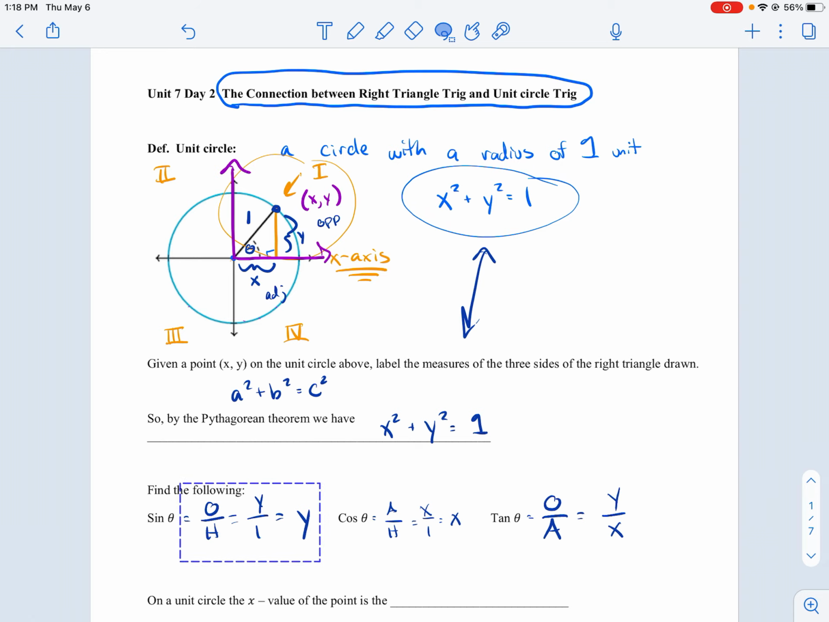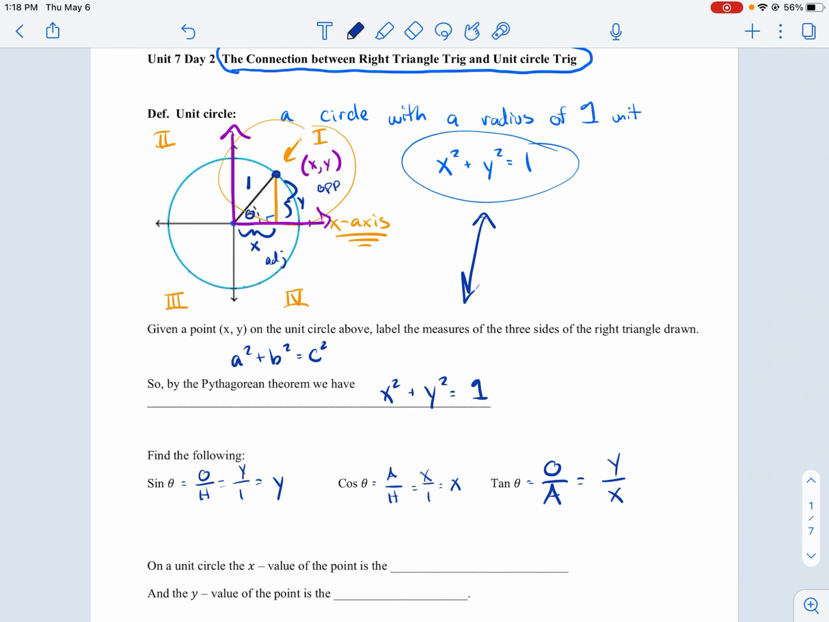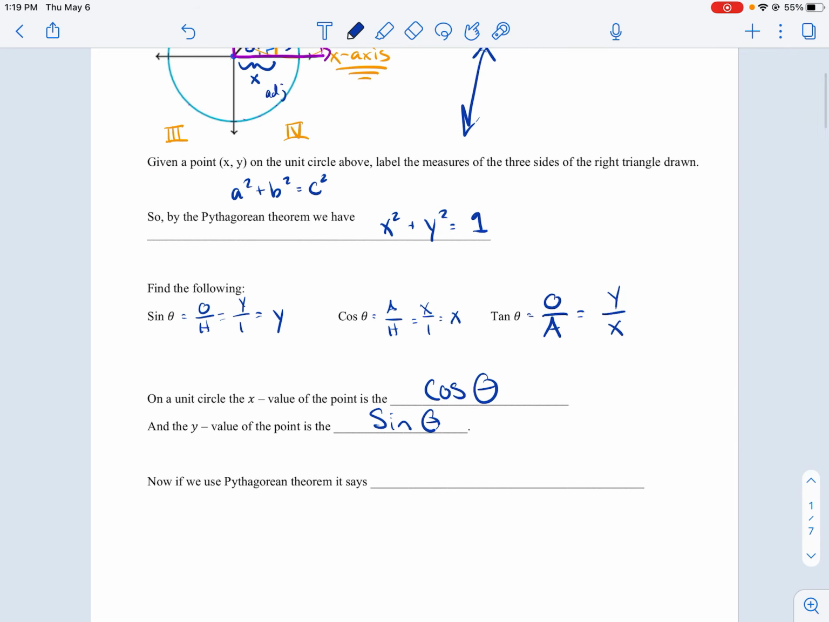Okay. So, using substitution, on a unit circle, the x value of the point is always the cosine of theta, and the y value of the point is always the sine of theta. And so by using substitution, we plug these in for x squared and y squared, so you get cosine of theta squared plus sine of theta squared is equal to 1 squared.